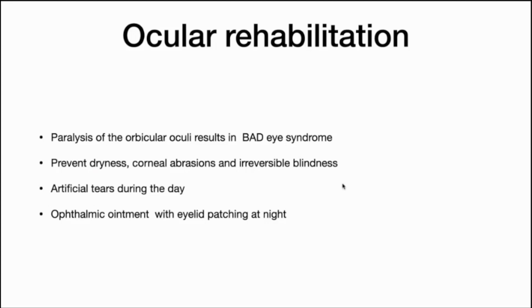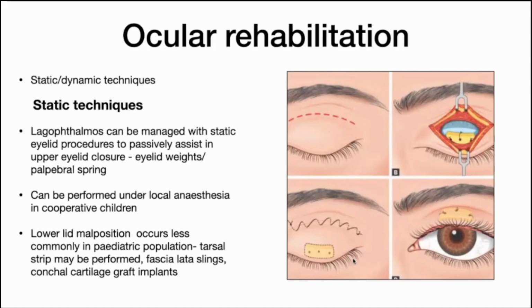So we need to prevent it by doing ocular rehabilitation. It can be done by giving artificial tears during the day and an ophthalmic ointment with eyelid patching at night. The surgical technique which has been adopted for ocular rehabilitation could be static or it could be dynamic.